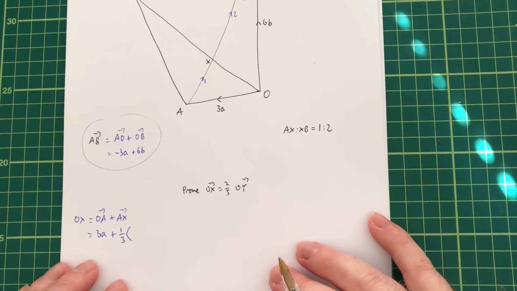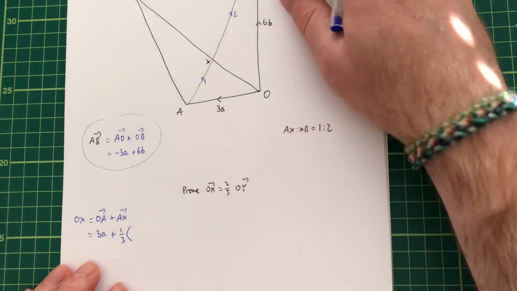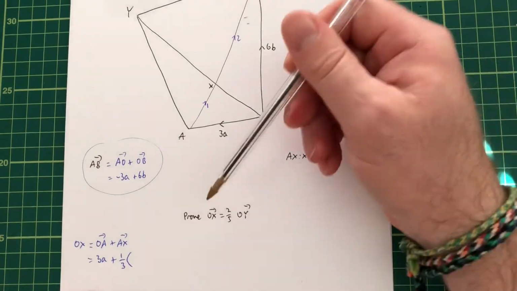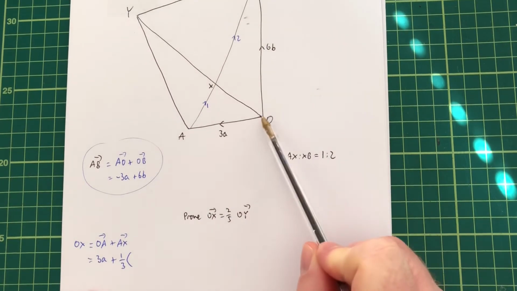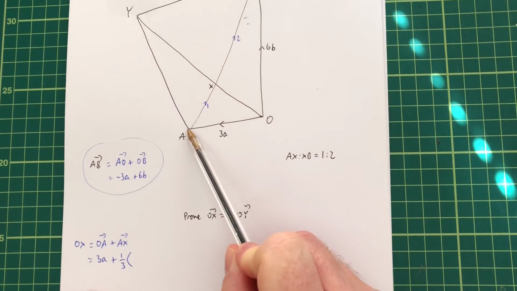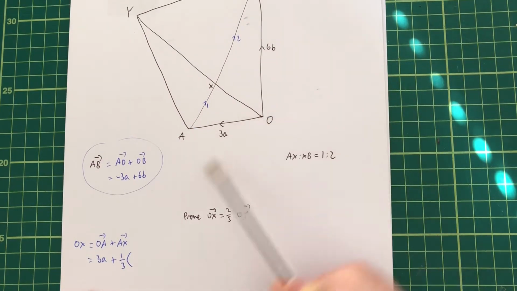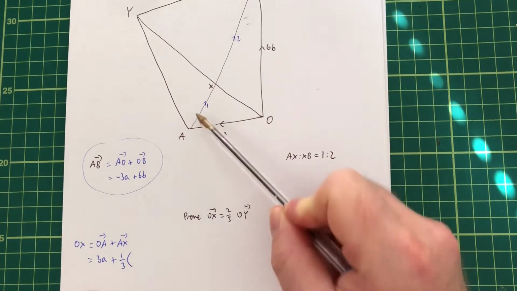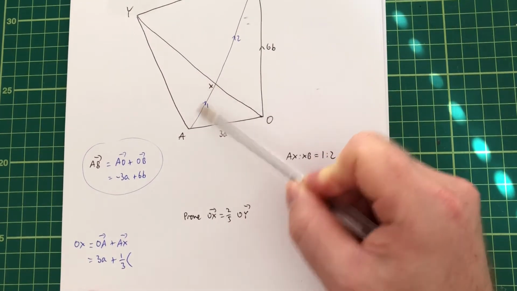Just realised I'm off the screen, sorry. So I'll do this bit again. There. I'm at a different place to where I normally am. Okay, so we said O to X. We travelled O to A to X because of going this way. So we've got O to A is 3A, and we've got A to X is 1/3 of A to B.